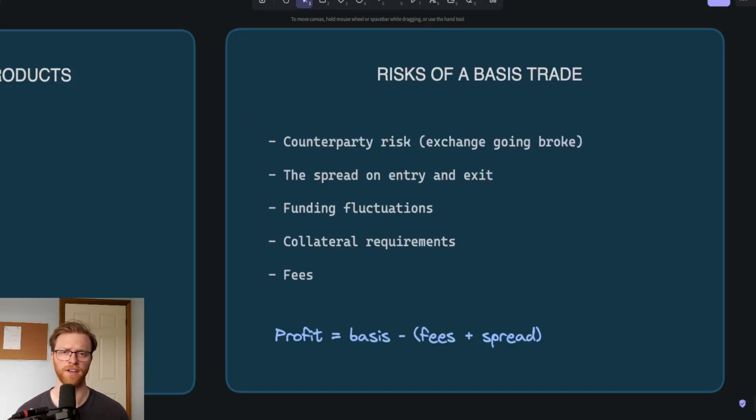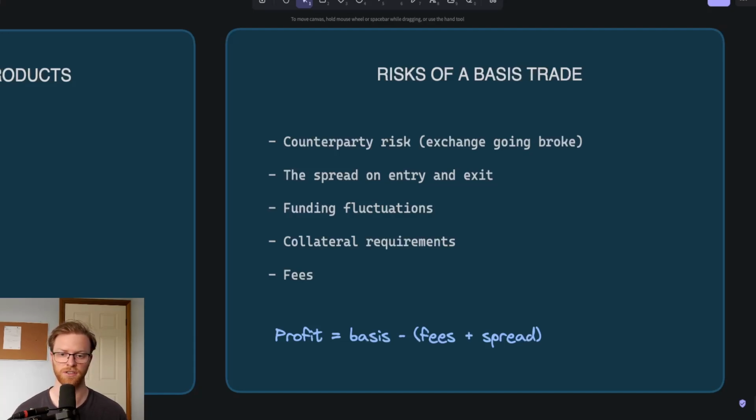And like any investment or any venture into the markets, there's no free lunch. There's always risks. So the risks of a basis trade are your counterparty risk. Of course, you're conducting these trades on an exchange, and that exchange, just like FTX or other brokers, can go down and go bankrupt and your money's gone. So that's one risk you must be aware of. The likelihood of it happening is quite low, but it does happen, as we've seen over the last couple of years. The spread on the entry and the exit.